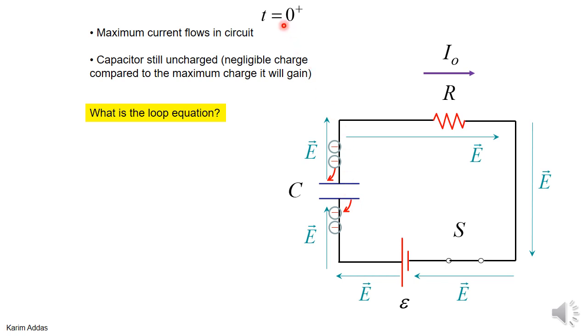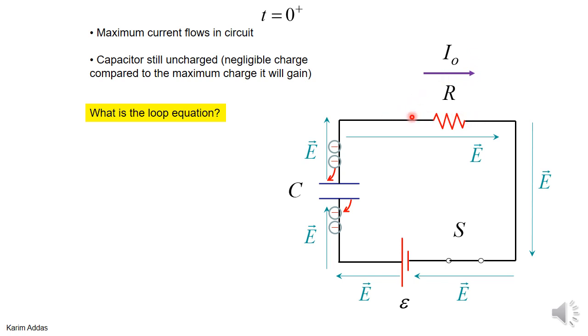Right now we're looking at the time 0 plus. 0 plus is just after you close the switch. So still no charge has accumulated on this plate and no charge has left this plate yet. It will leave and accumulate at a later time, but so far at time 0 plus, still no charge has accumulated on the plates. The current in the circuit has a value I naught, and it goes in the direction of the electric field, in this direction.